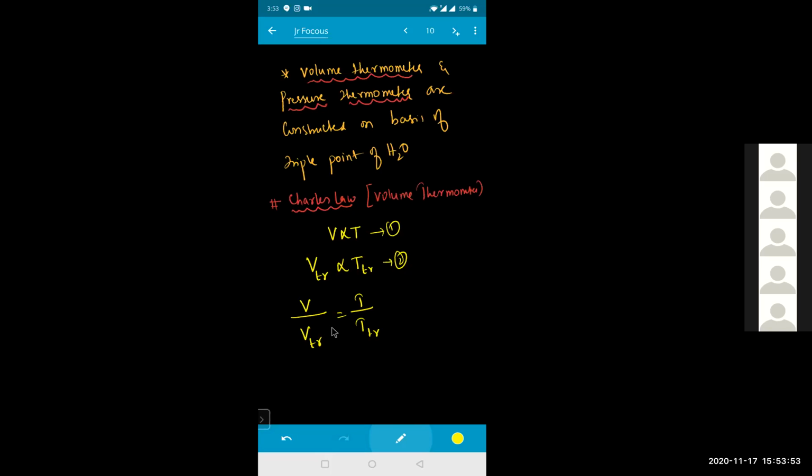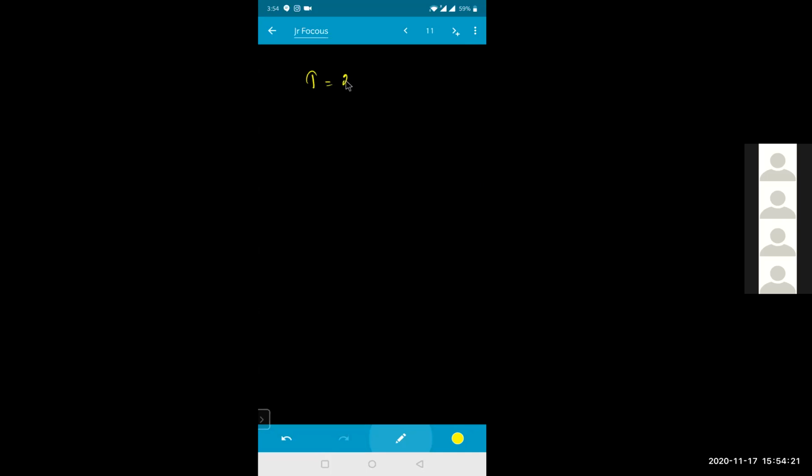T will be equal to V into temperature of the triple point divided by volume at the triple point. We have the volume and we also have the temperature. If you simplify this, it comes out as 273.16 V by V of the triple point. So the temperature is nothing but how much for me? T is equal to 273.16 into V by volume at the triple point. Okay, so this is the formula for the volume gas thermometer.